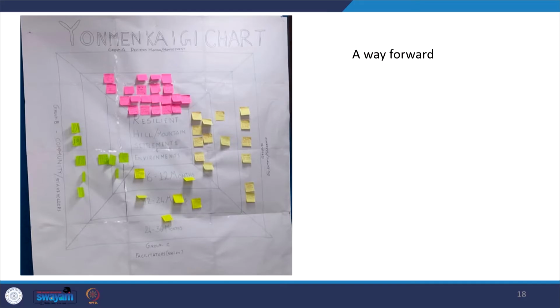After that, in the second half, we conducted group exercises where smaller groups were divided into community decision makers, community facilitators, and the scientific community, and they deliberated upon what kind of actions we can take to build resilient hill mountain settlements and environments. So in that way very interesting ideas have come up, and of course they have also been further deliberated by other groups.